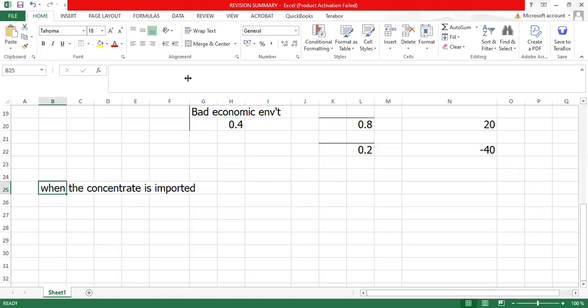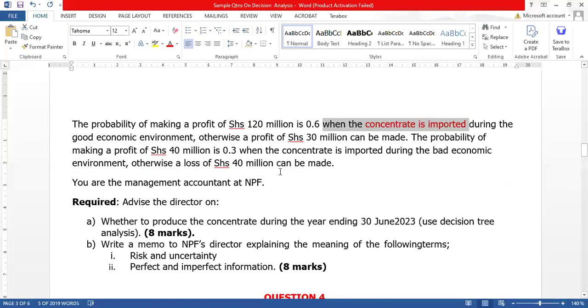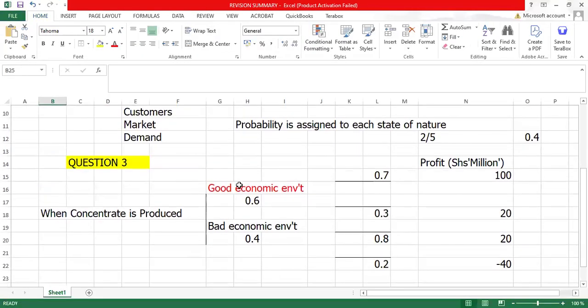What is going to happen? They are telling us that when concentrate is imported, there is a 60% chance of you making a profit of 120 million. They have given you the percentage 0.6. That is during good economic environment. So it's the same thing, just that figures are changing here.